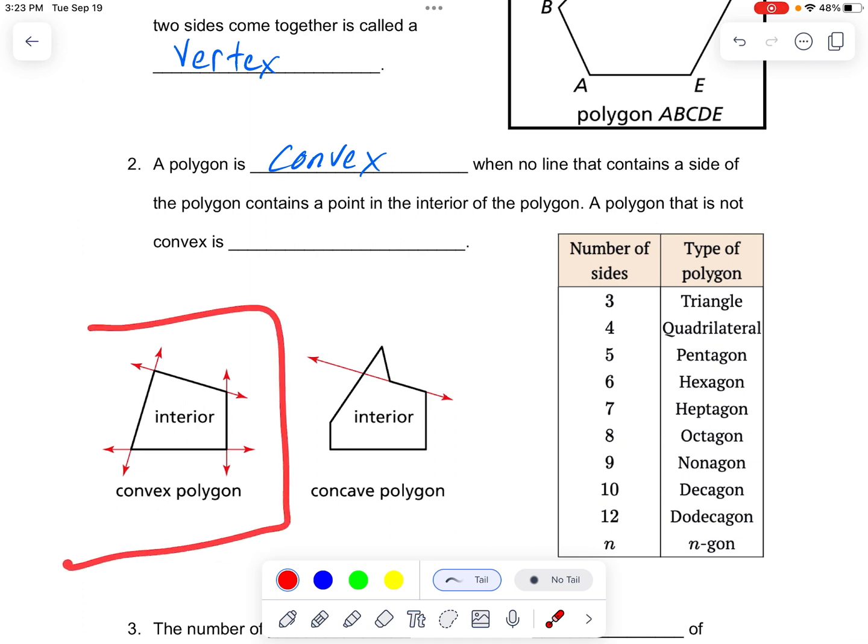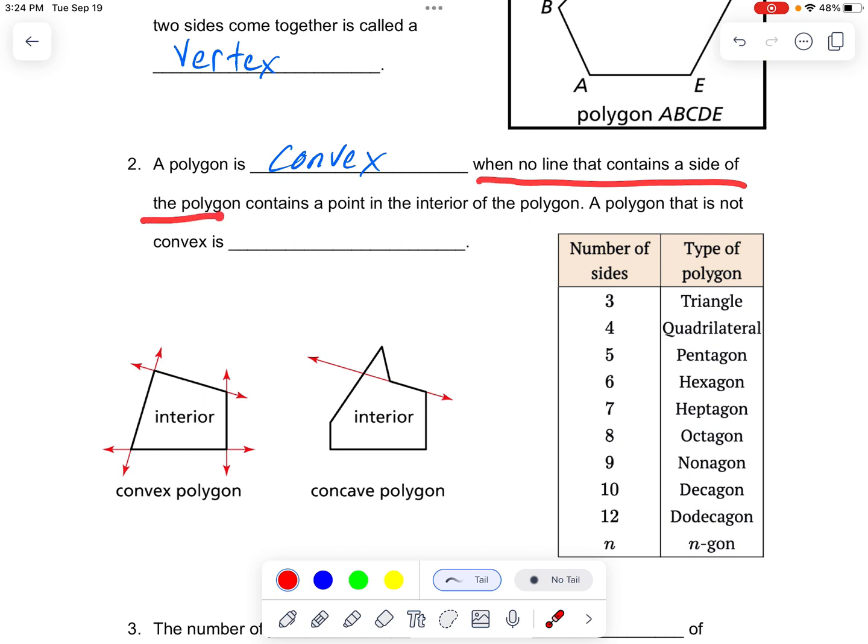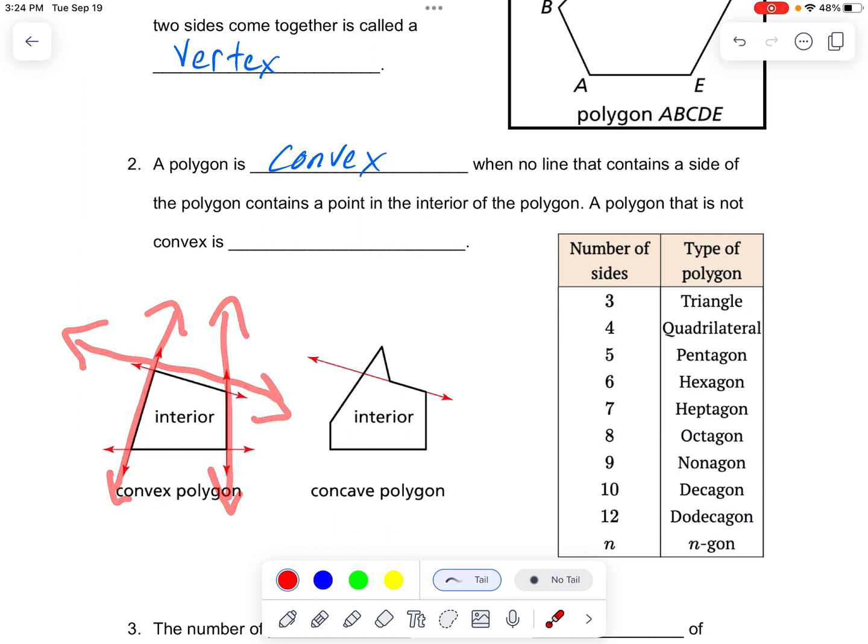So we're thinking about convex, and we say it is convex when no line that contains a side of the polygon. So we're thinking about lines that would contain a side. For example, this would be a line, and it contains one of the sides of the polygon. So if none of these lines also contain a point inside the polygon, it is considered convex. So notice none of these lines that contain the sides go through the shape.